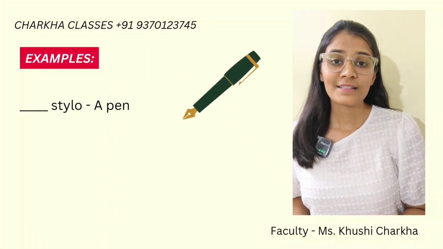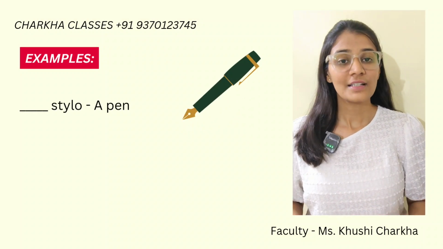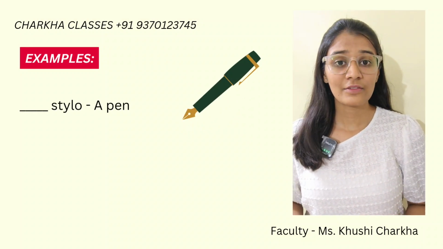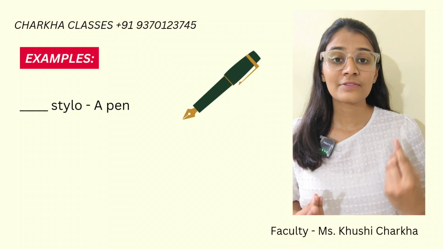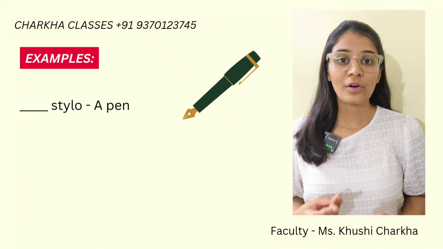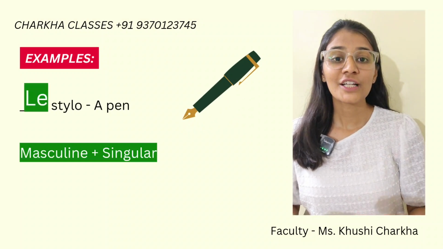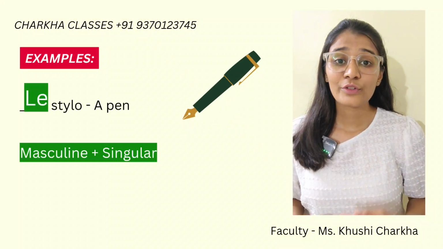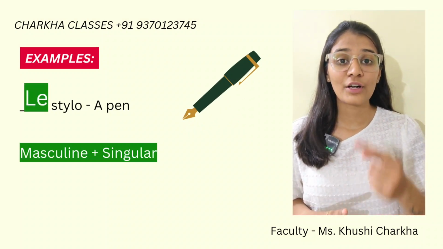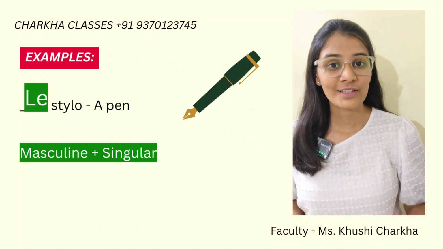Now the next example, dash stylo. First step, is it singular or plural? It is singular. Does it begin with a vowel? No. Now think whether it is feminine or masculine. It is masculine. So le stylo. This you'll get to know with practice when you memorize the gender of nouns.